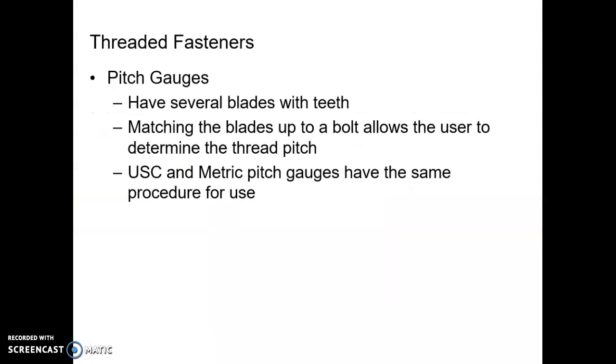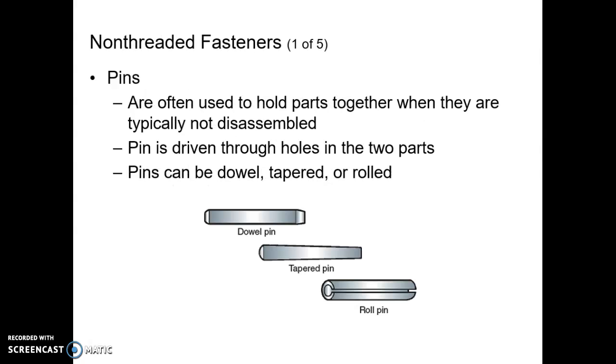Pitch gauges are basically like a sawtooth. They have several blades with teeth, and they are used to match the thread pitch on a bolt. US and metric pitch gauges have the same procedure, and it's just like using a saw blade to measure the teeth on a bolt, the threads on a bolt, and figure out exactly what pitch they are.